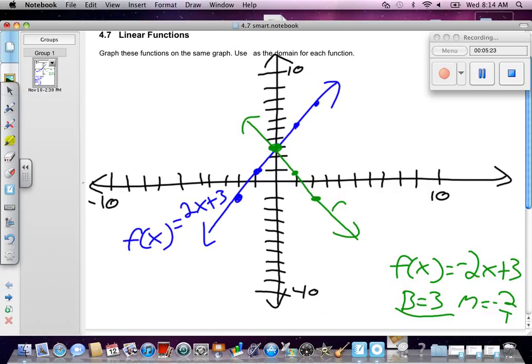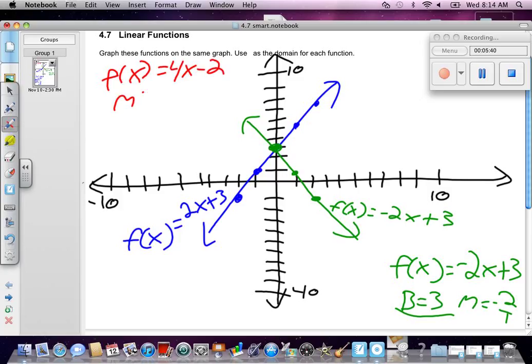And this is f of x equals negative 2x plus 3. Let's try that again because we had some trouble with that. Let's try plotting f of x equals 4x minus 2. What's my m and my b?